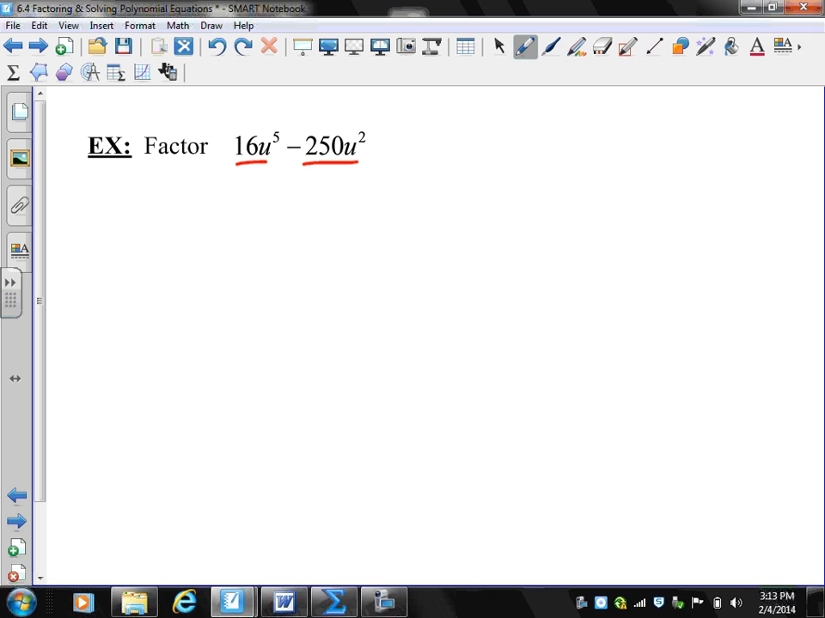Is there something that these two terms have in common? Well, something that should stand out is the u's, right? We have a u squared that we can pull out. And then we should also notice that 16 is even, and so is 250. So at least a 2 can come out, and maybe or maybe not something else. And as it turns out, it's just a 2 that can come out.